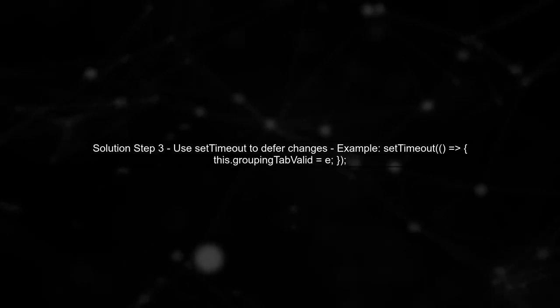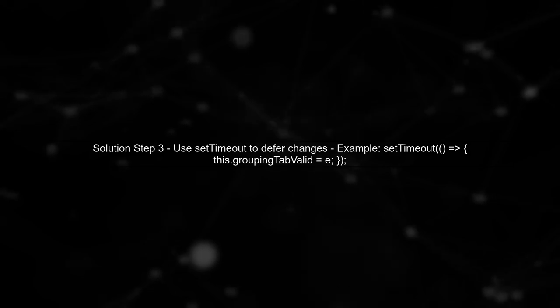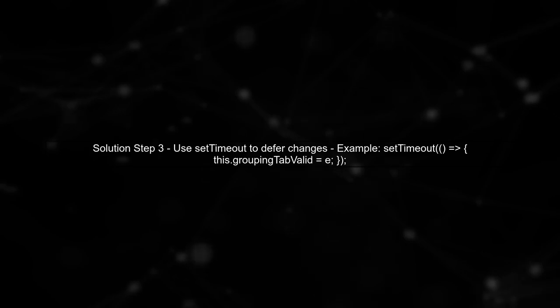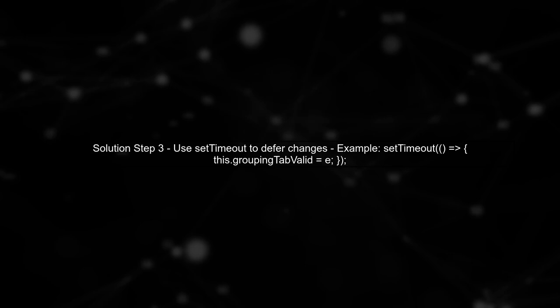Finally, ensure that your set validators function does not directly modify the grouping tab valid property during the change detection cycle. Instead, consider using setTimeout to defer the change.